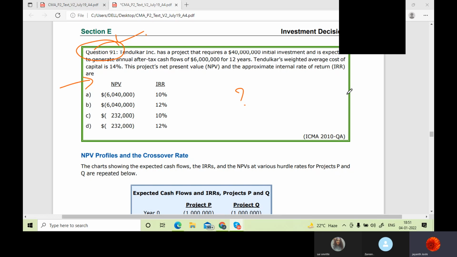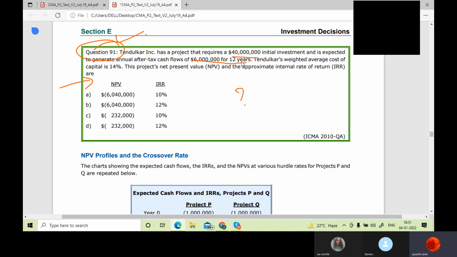Okay, have you got the answer? Let's check it out. See, Tendulkar Inc. has a project that requires this much initial investment and is expected to generate annual after tax cash flows of this much for 12 years. So initial investment is this one, and they are going to receive this much in 12 years. So you need to find out the present value of this as on today.